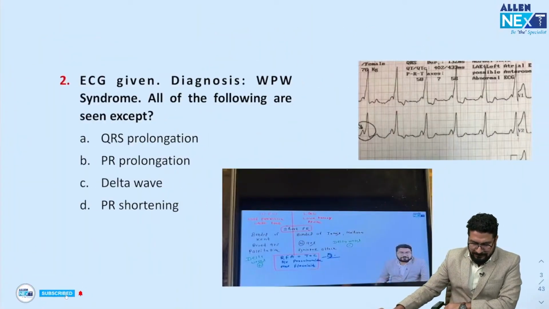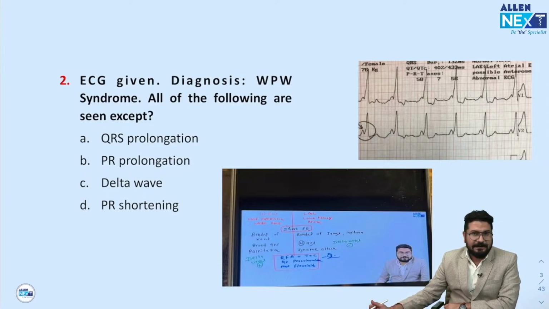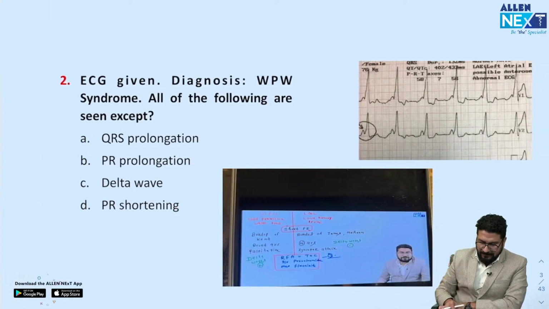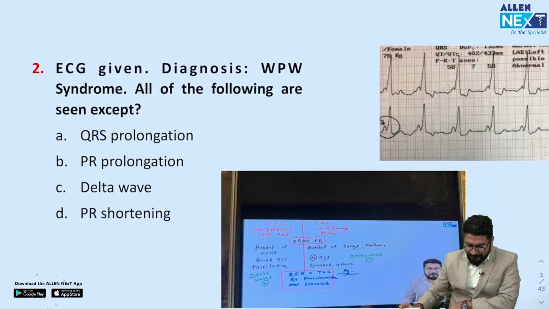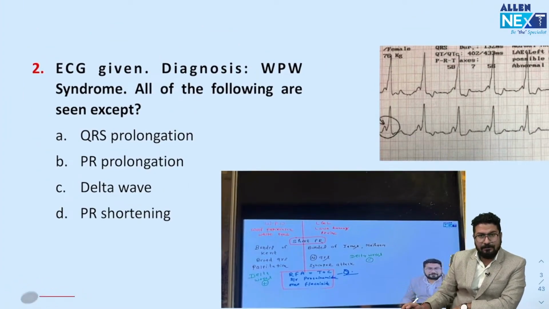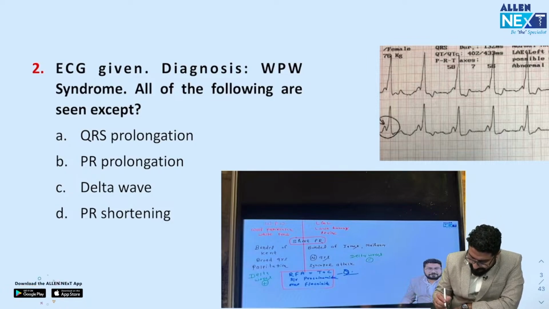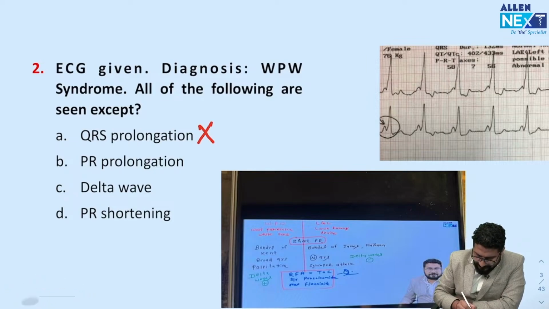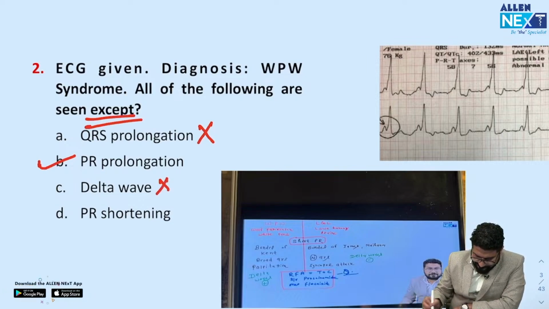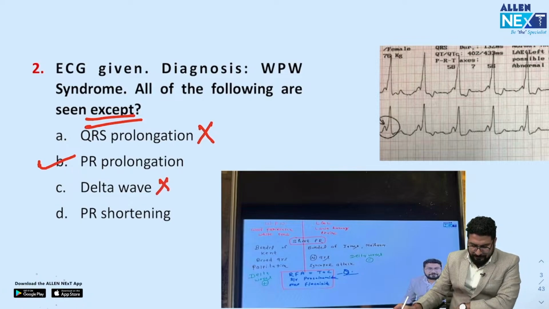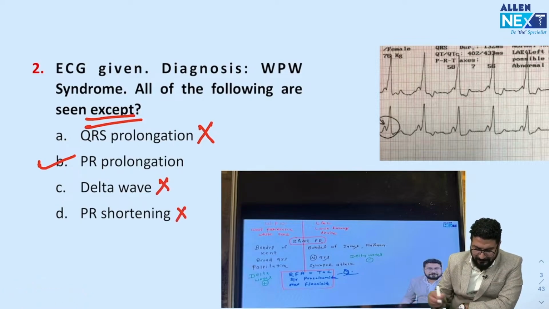Then this ECG question was given, or some students are saying ECG was not given, but they're asking: all are seen in WPW syndrome except. We have discussed this in WPW and Lown-Ganong-Levine syndrome. These are two syndromes which are associated with short PR. QRS can be prolonged, that is what we see, broad QRS, but PR is not prolonged, it is short. Delta wave is a classical feature. So PR shortening is seen, PR prolongation is not seen.